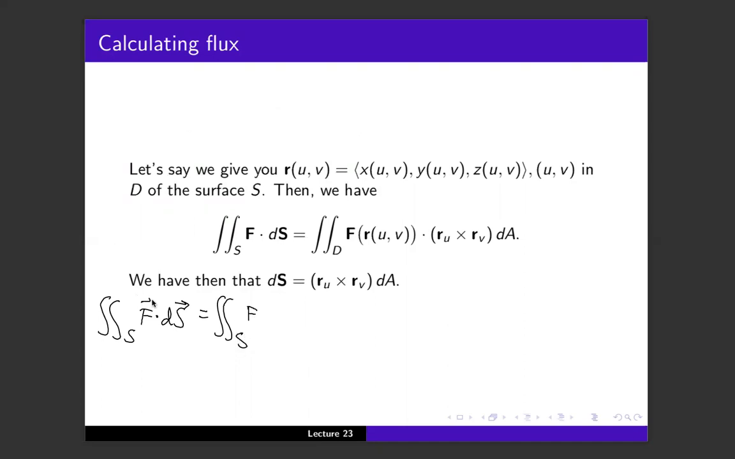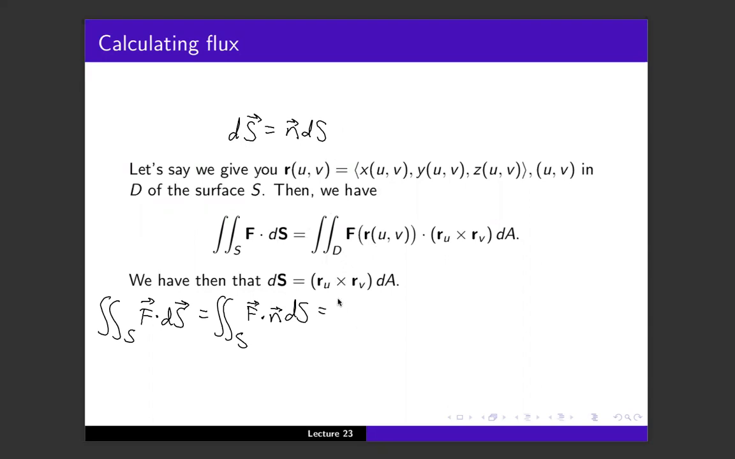Oh, I forgot something important there. F dot n dS, without an arrow, right? We said before that dS, the big S with an arrow over it, the vector differential, is n dS, the normal vector times a small change in surface area.